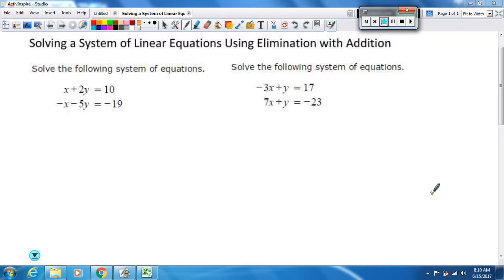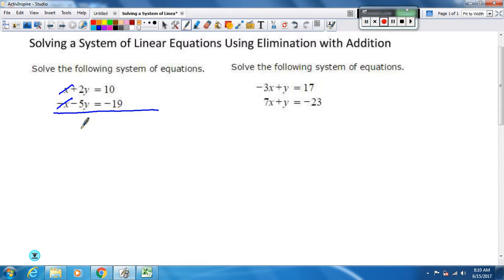In order to solve a system of linear equations using elimination with addition, you have to have the letters cancel out. For example, the way this is set out, if you look, x and negative x, that's like x take away x, they're going to cancel each other out. So that is what you want to happen. So this one is actually ready to go. Because x cancels with negative x, you're going to add in columns.